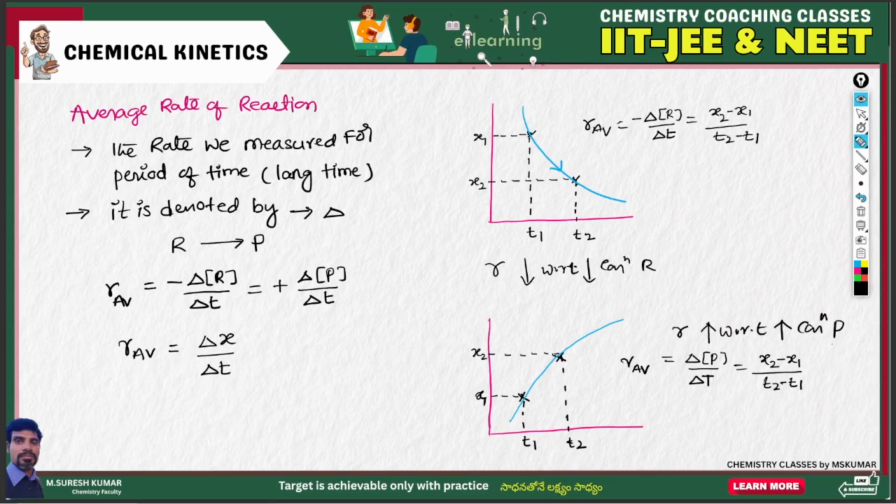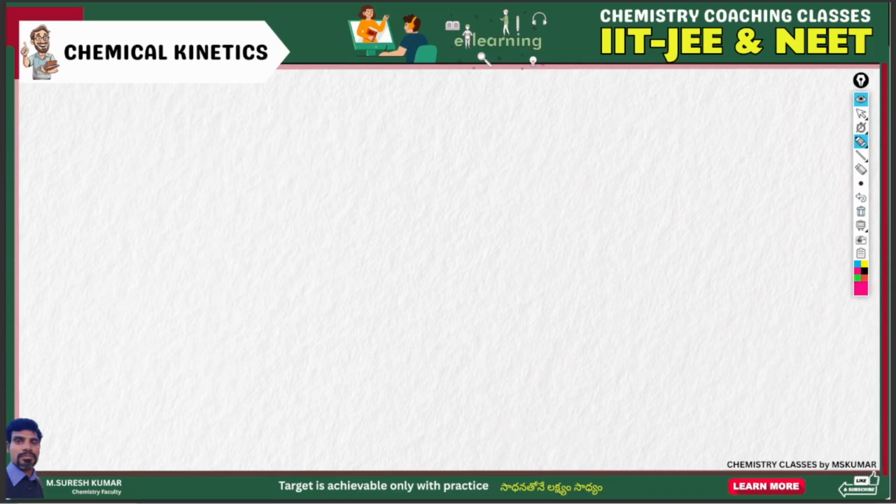Now I want to express instantaneous rate with respect to reactants as well as product. How to measure instantaneous rate? Clear? Right. Now see, instantaneous rate.